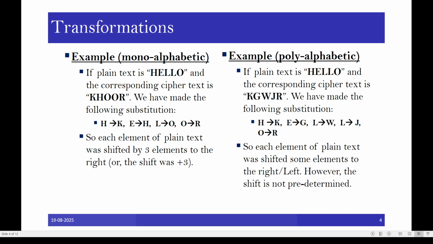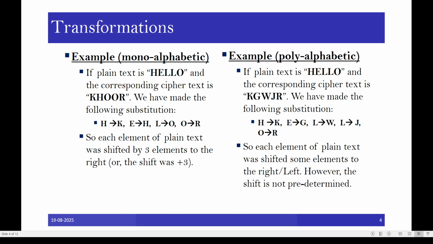On the other hand, if again we have a plain text called hello and the corresponding cipher text is K, G, W, J, R, we see that H is mapped to K, E is mapped to G, the first L is mapped to W and the second L is mapped to J, and O is mapped to R. So you see that the first L is mapped to W and the next L is mapped to J. So you are having the same input alphabet mapped to two different output alphabets. So it's a one to many mapping. Okay, so earlier one was one to one mapping. This is one to many mapping.